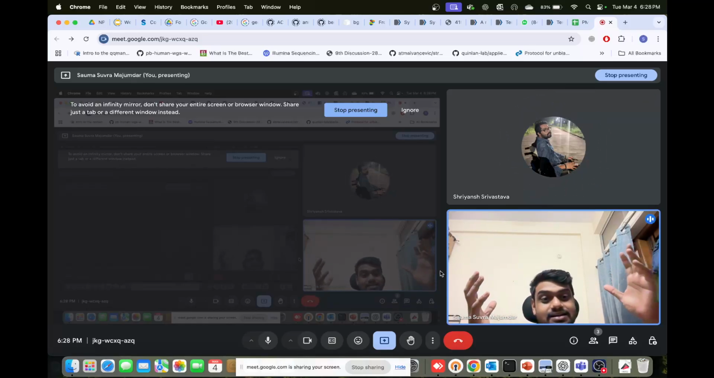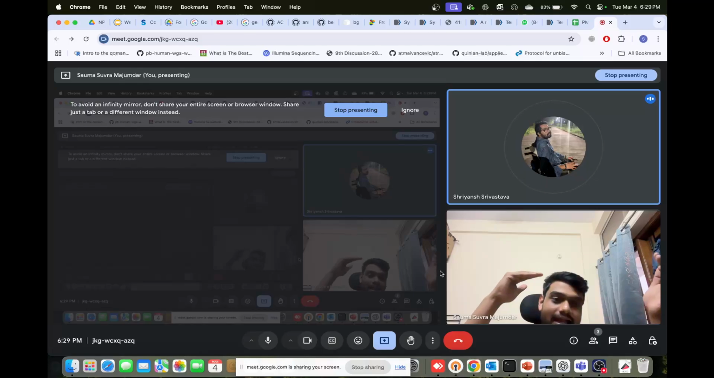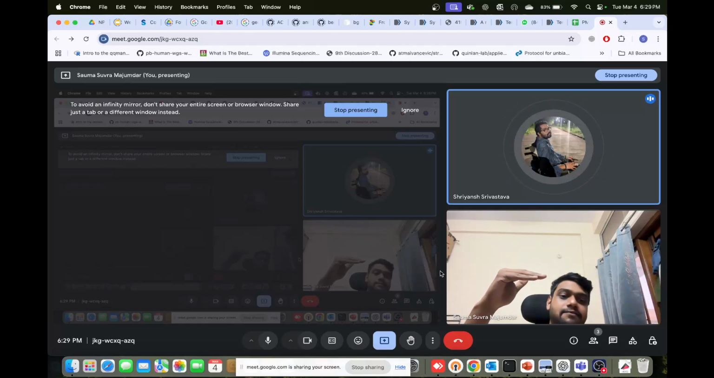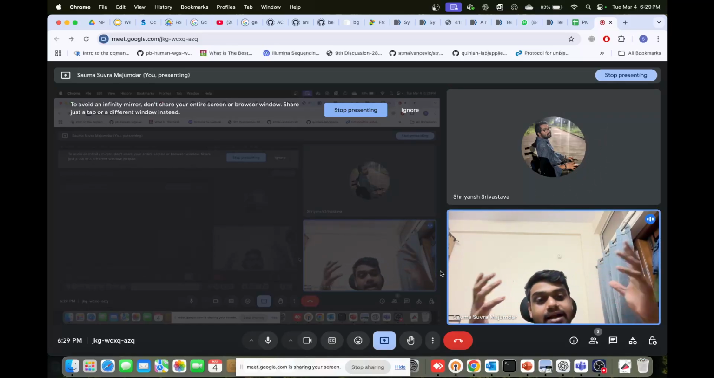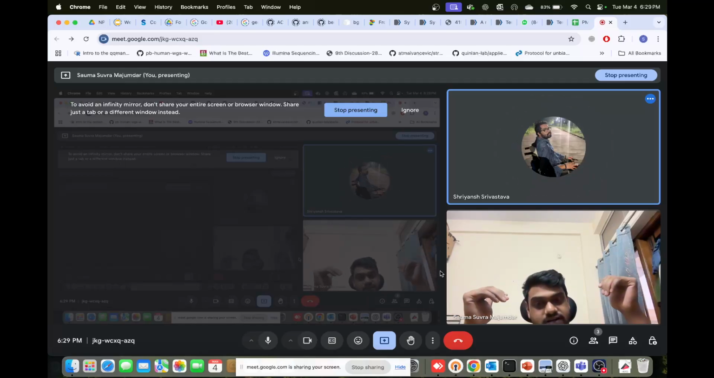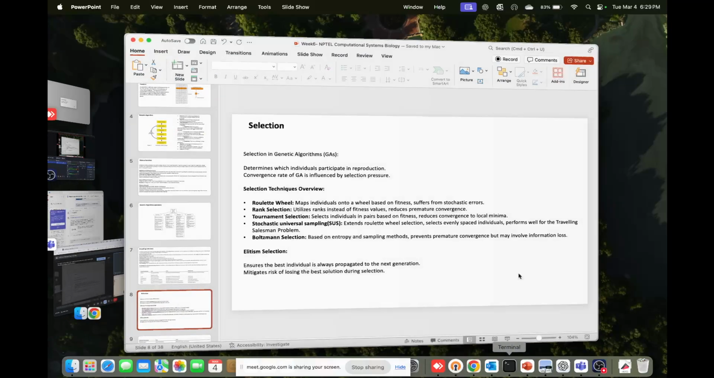So the most fit of the solutions will have the highest probability of getting picked, and the second fittest will have the second highest probability of getting picked. It's opposite in the case of minimizing and maximizing, but the idea is to pick the best fit solution. That is the idea.